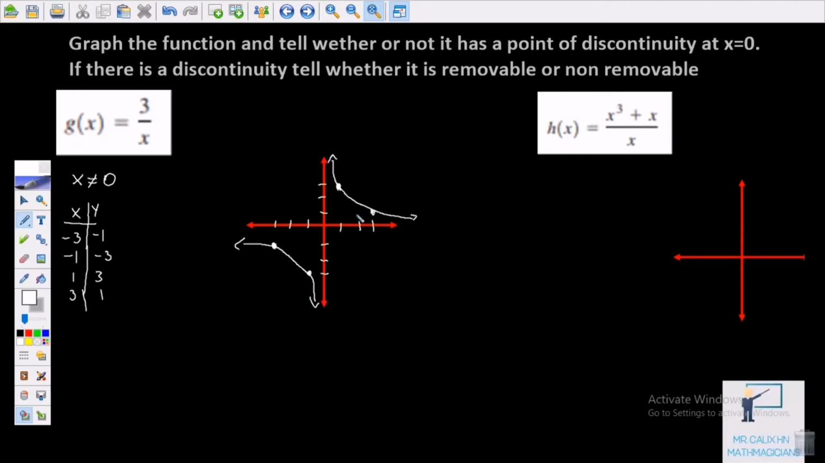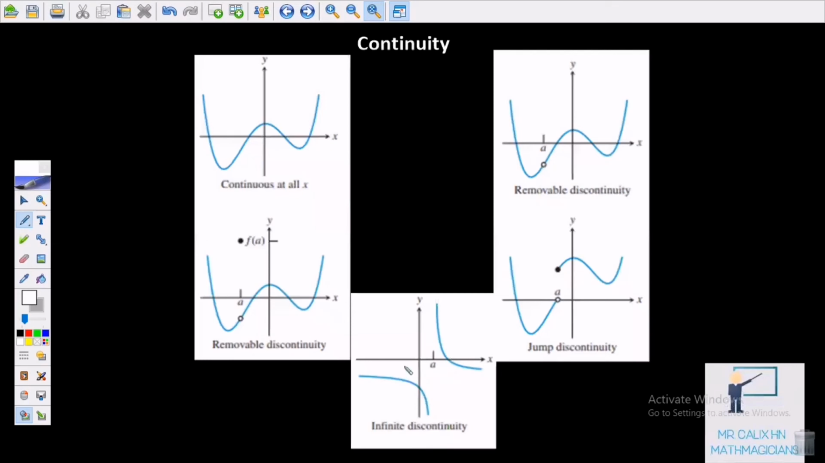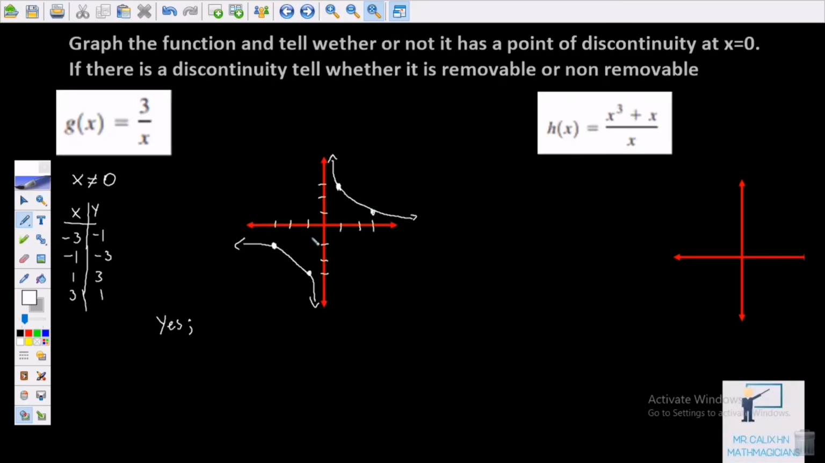As you can see, the graph, yes, is discontinuous. So it has a discontinuity, and the graph looks like the one that we said here, that is an infinite discontinuity. That means that it's removable, non-removable? Non-removable. Okay, next exercise.